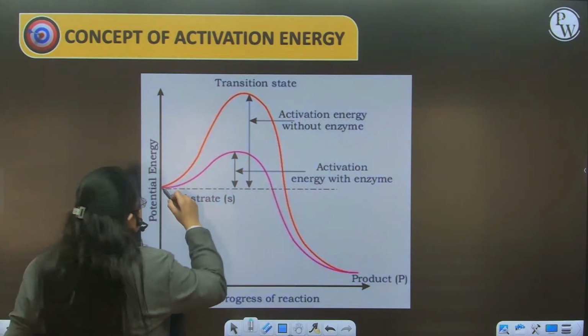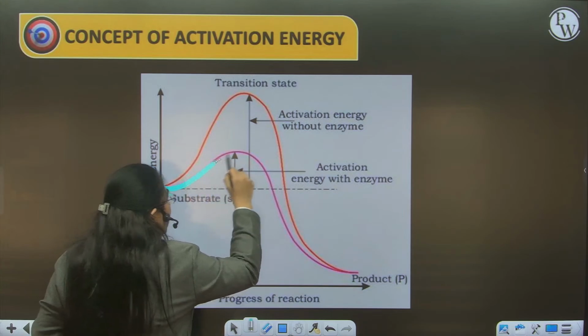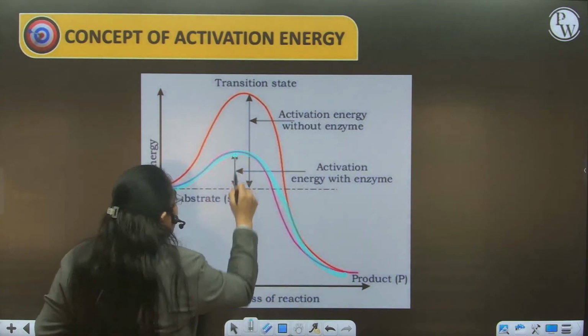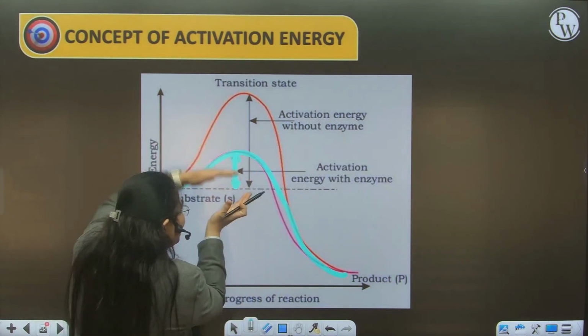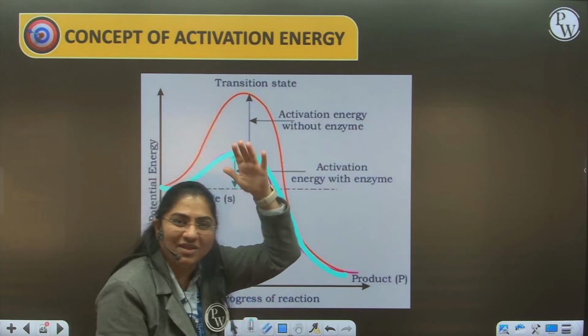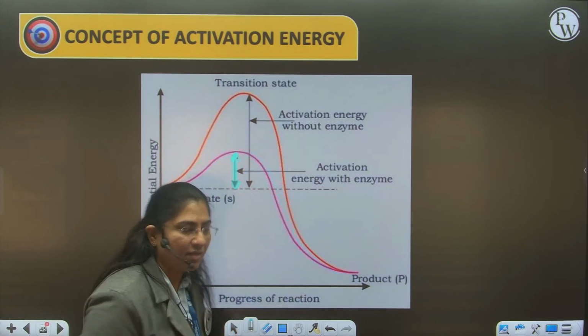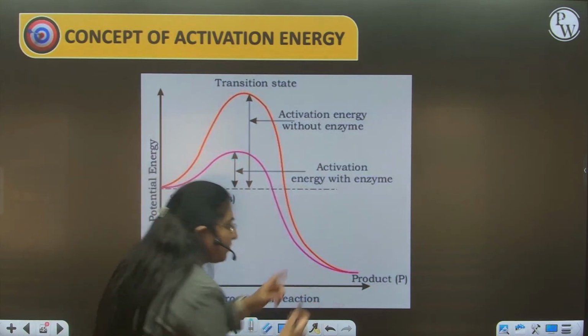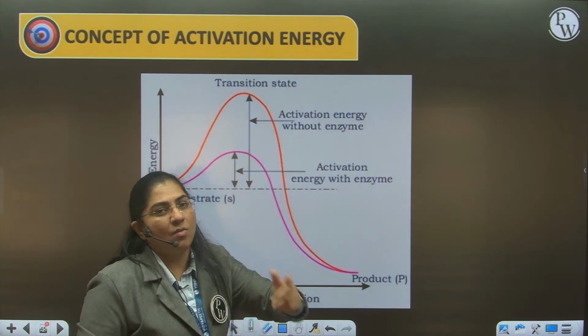So in the enzyme, the substrate will be converted into the product, but the amount of activation energy is reduced. So the energy barrier has been reduced. Is that clear? Thereby converting the substrate to product fast and more easily.